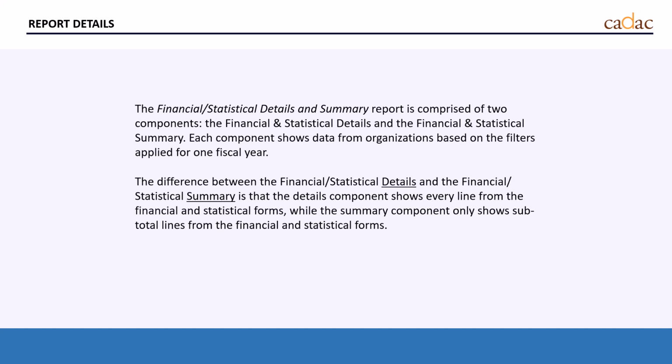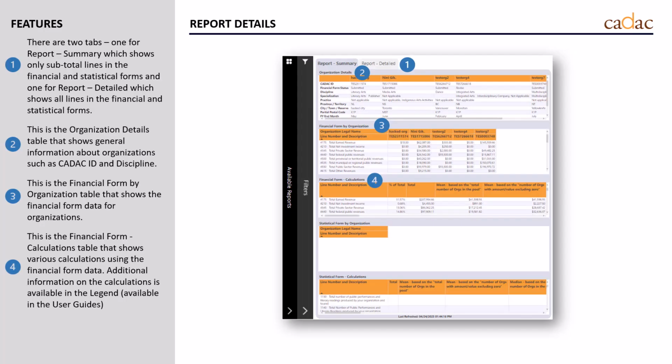Each component shows data from organizations based on the filters applied for one fiscal year. The differences between the details and the summary is that the details component shows every line from the financial and statistical forms, while the summary only shows subtotal lines from the forms. Here we have provided you with a screenshot of an example report.